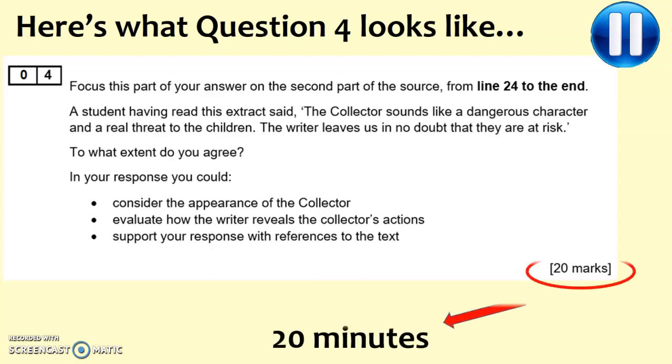But the other thing I'll point out there, as I've said already, it's a 20-mark question. We always suggest here that you spend 20 minutes on this one. If you've done your other timings well enough, you should leave yourself 20 minutes.